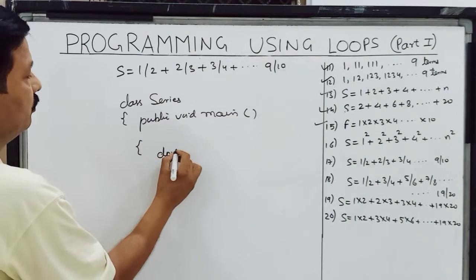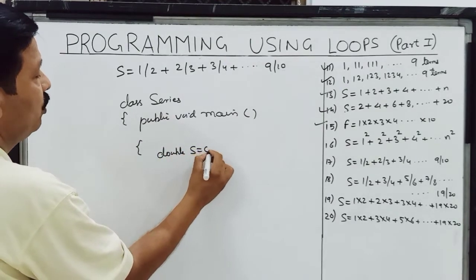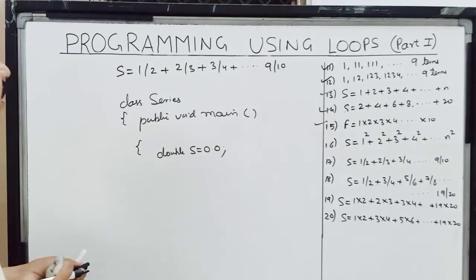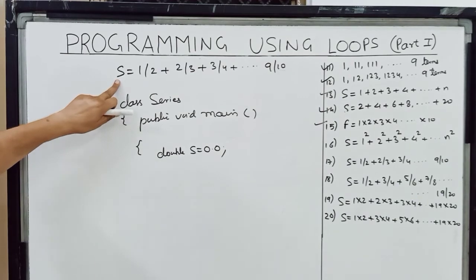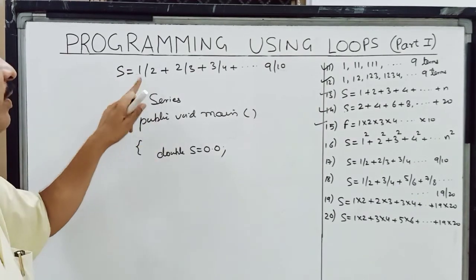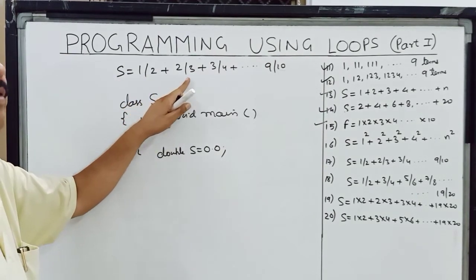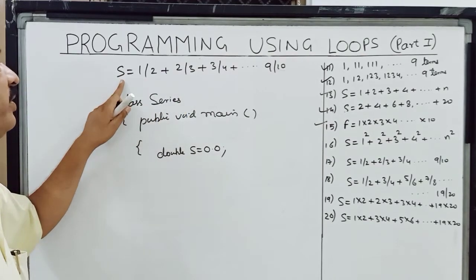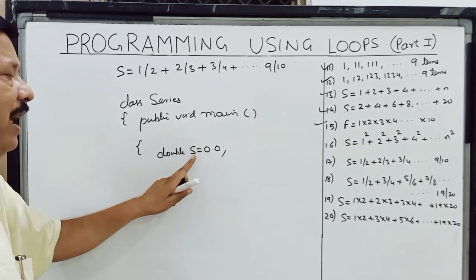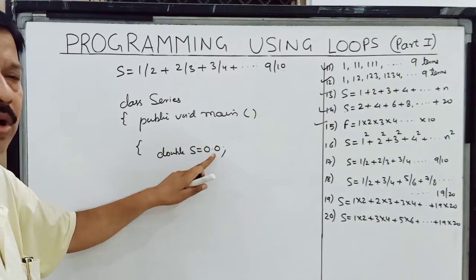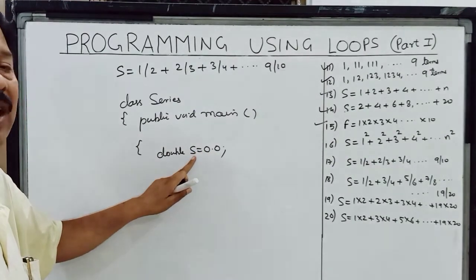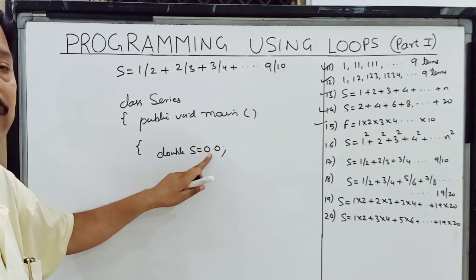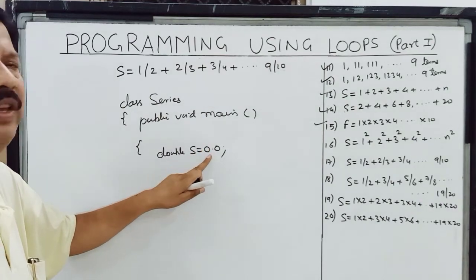double s is equal to 0.0. Now children, I have taken s as double because I know that the value calculated will come in fraction. Even if I had taken double s is equal to 0, this 0 will not get stored as is in double. It will get converted to 0.0. So you can even put 0 over here.